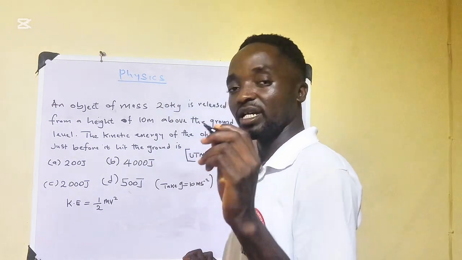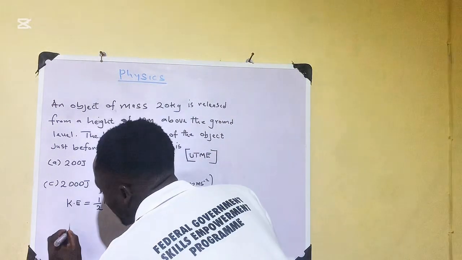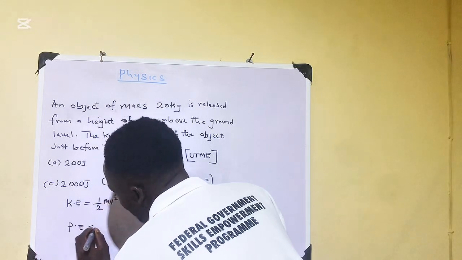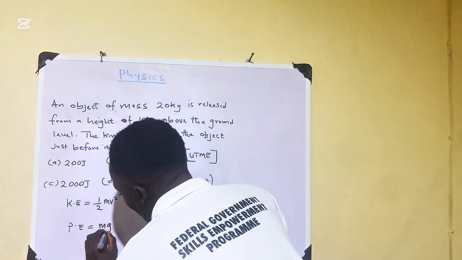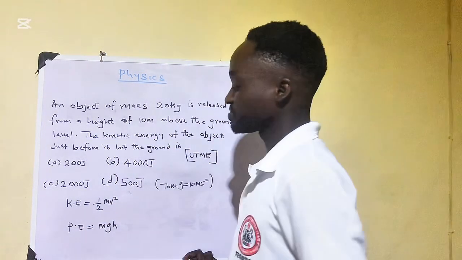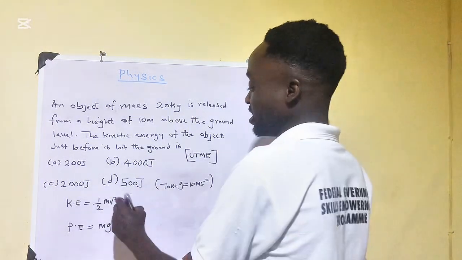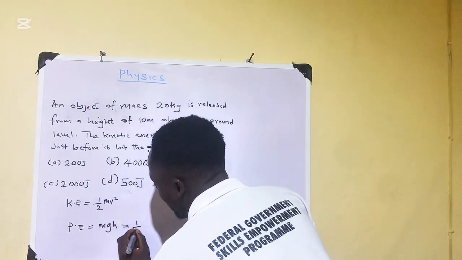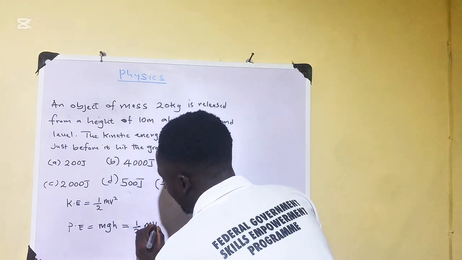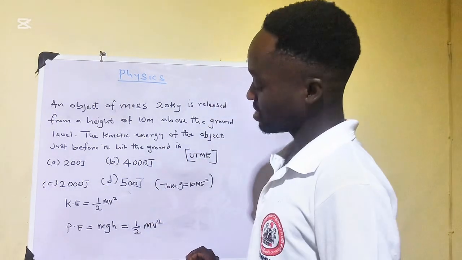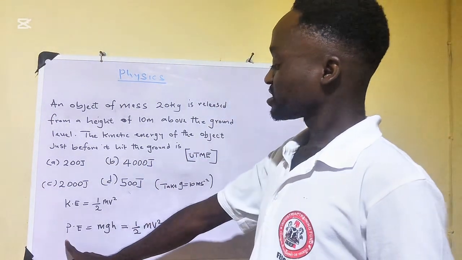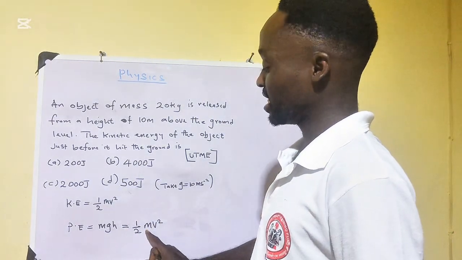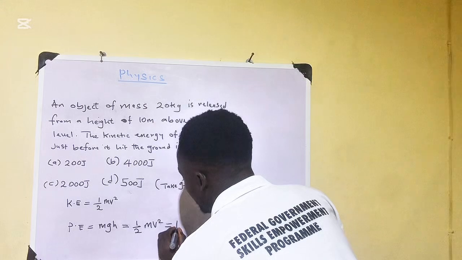So remember, potential energy, which is given as PE, okay? I know potential energy is given as what? Mass times acceleration due to gravity times height. So this potential energy is equal to the kinetic energy, and the kinetic energy is what? 1 over 2 mv squared. So that means the potential energy, which is given as this, is equal to the kinetic energy, KE.